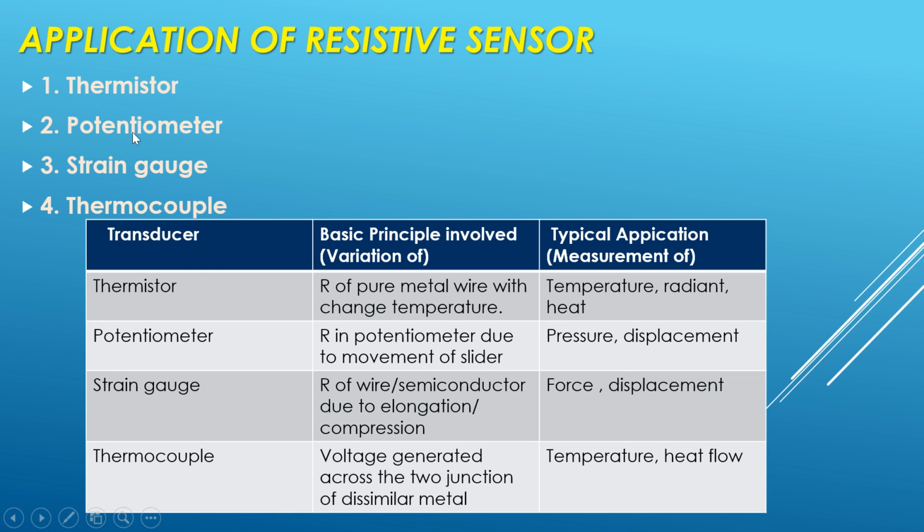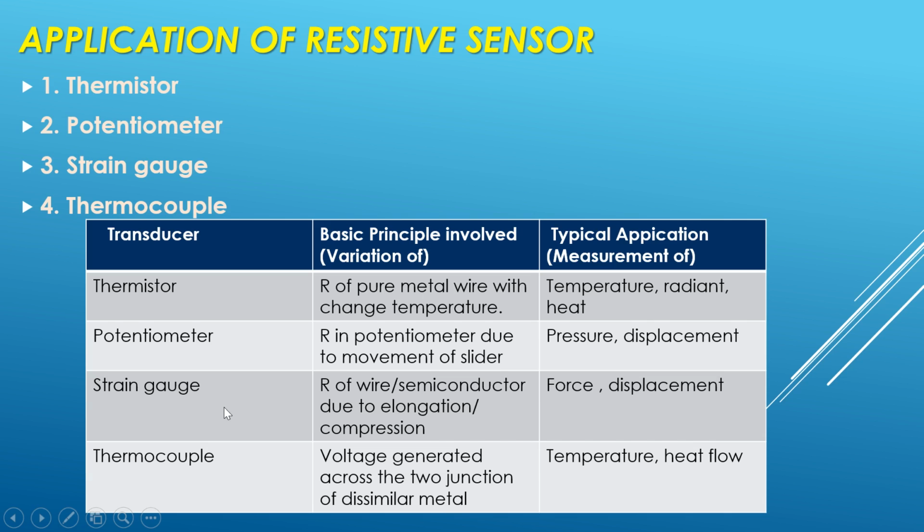The first one is thermistor, the second is potentiometer, the third one is strain gauge, and the fourth is thermocouple. Each of them has its own basic principle and its own applications. For thermistor, the principle is a metal wire whose resistance changes with temperature, and its typical application is temperature and radiance and heat. For potentiometers, the basic principle involved is the movement of a slider. Its typical application is pressure and displacement.